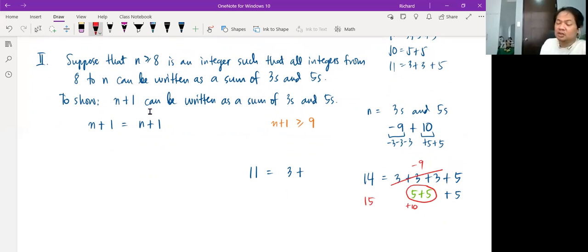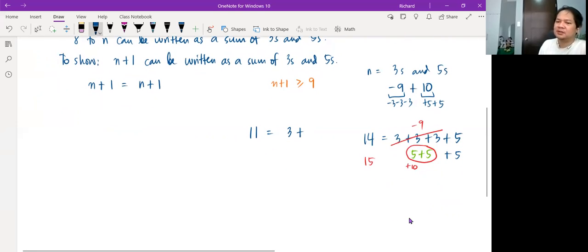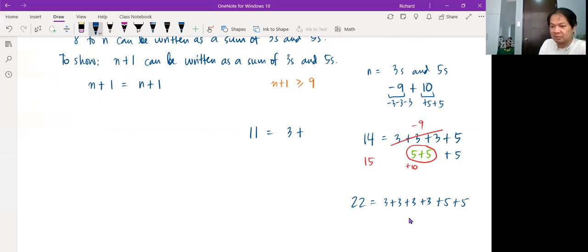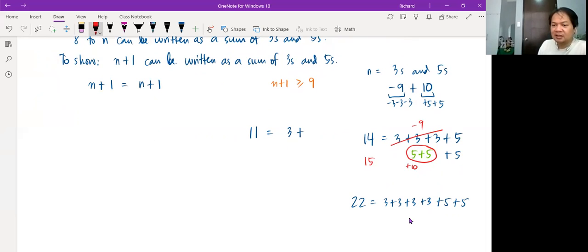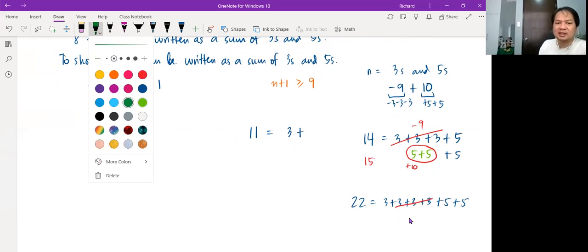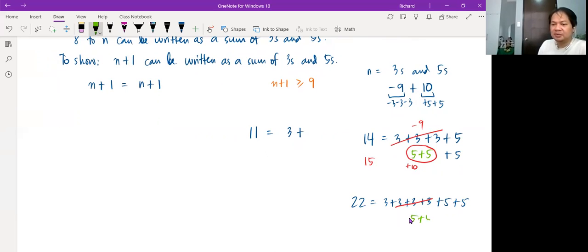All right. So I'm just presenting the idea first. Before we attempt to prove it, one more example: 22. Here's one way. 3 plus 3 plus 3 plus 3, plus 5 plus 5. I'm not saying this is the only way to write 22 as a sum of 3s and 5s, but this is definitely one way. So as I illustrated, if we find triple 3s, we're going to remove them and write in their place 5 plus 5.